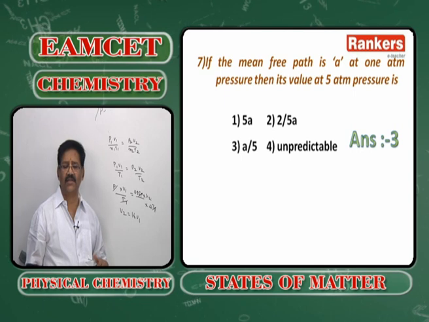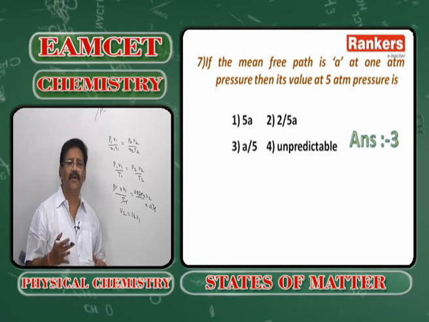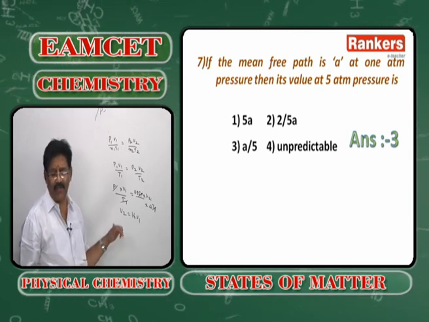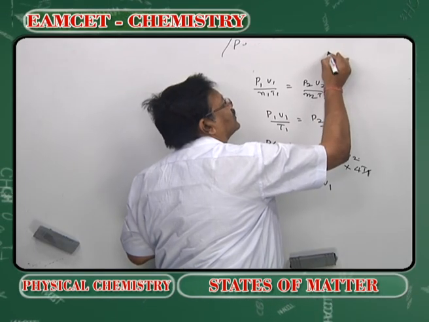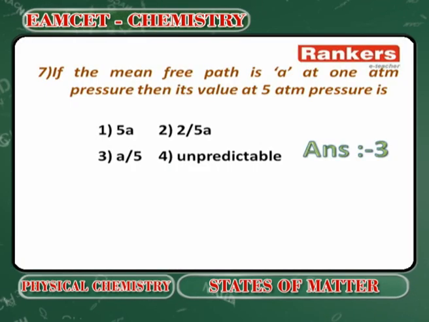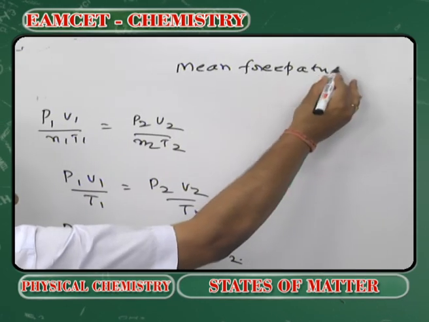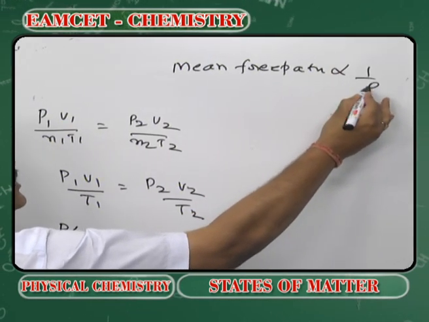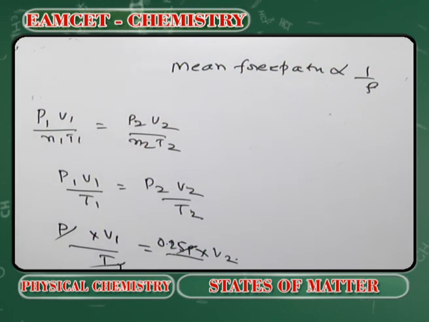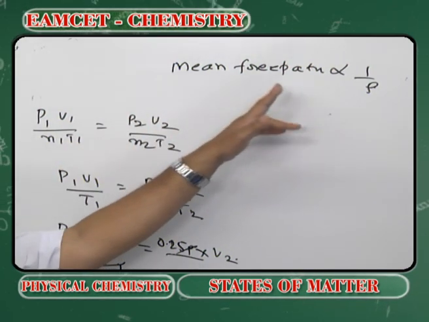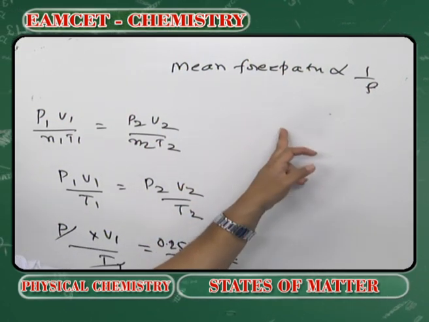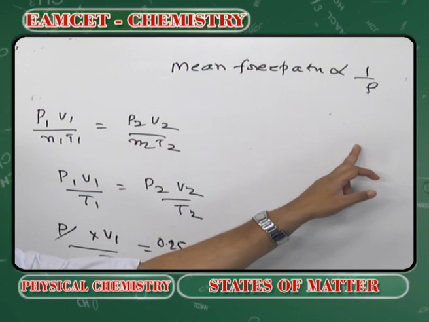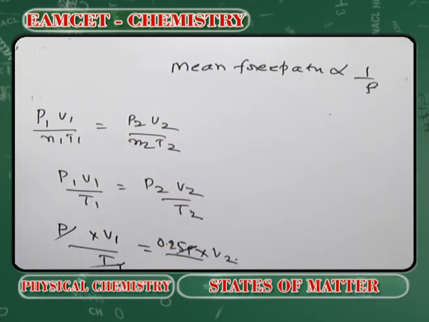As pressure increases, what will happen? Mean free path decreases. Mean free path is inversely proportional to the pressure. As the pressure increases from 1 atmosphere to 5 atmospheres, the mean free path decreases from A to A by 5. Option 3.